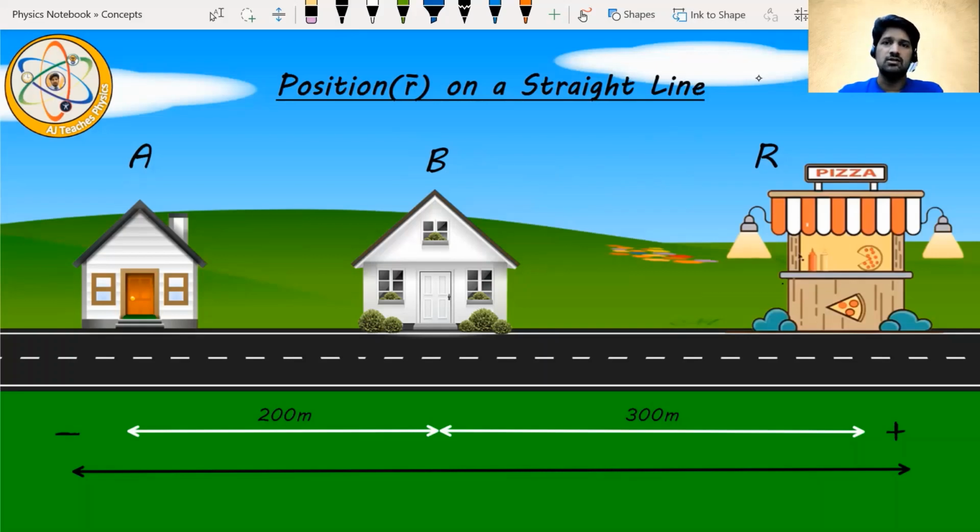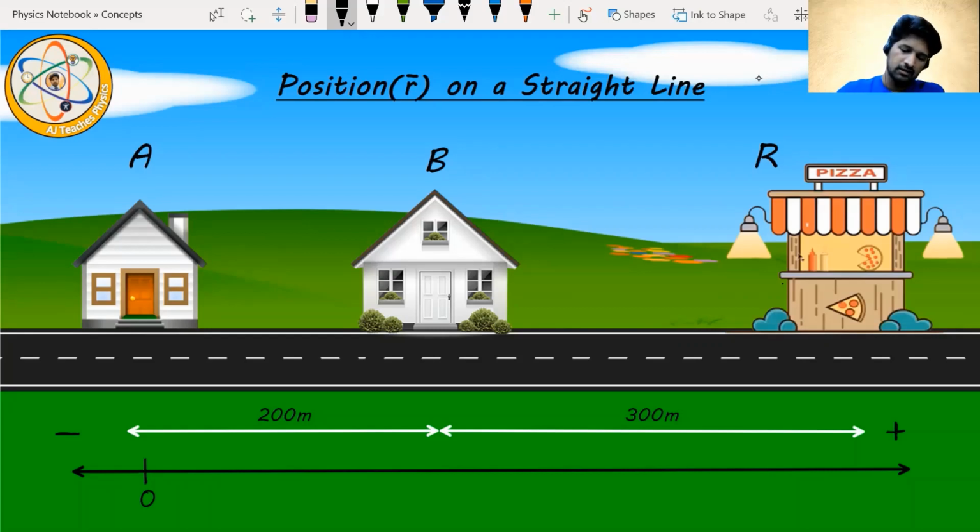The reference is called the origin of a reference frame. In this case, let us consider A as the reference. So A would be called the origin of this reference frame. Now that we have fixed a reference frame, we can try and describe the position of the house B in this reference frame. The house B is 200 meters towards the right from house A. So if you put it mathematically, you should say it is 200 meters towards the positive direction of the origin.